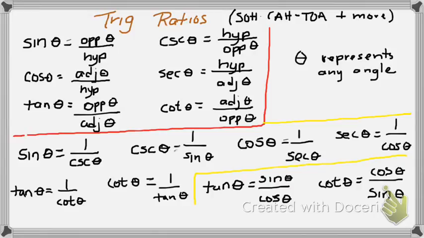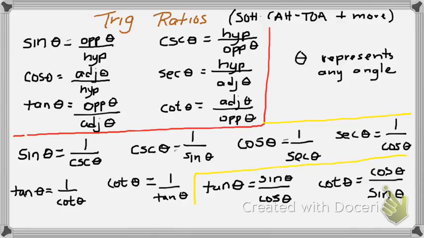Now, we have some other ones. There would be cosecant. The cosecant of theta is equal to the hypotenuse divided by the side opposite of theta. Secant of theta is equal to the hypotenuse divided by the adjacent, the side adjacent to theta. And then your cotangent of theta is equal to the side adjacent to theta divided by the side opposite theta.